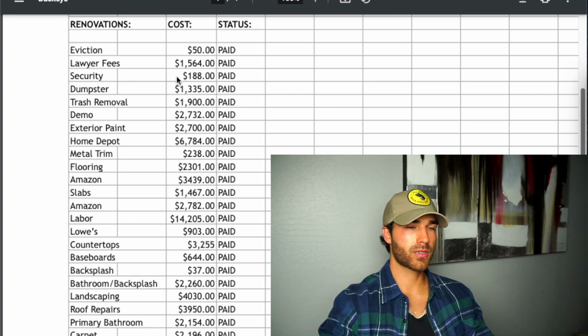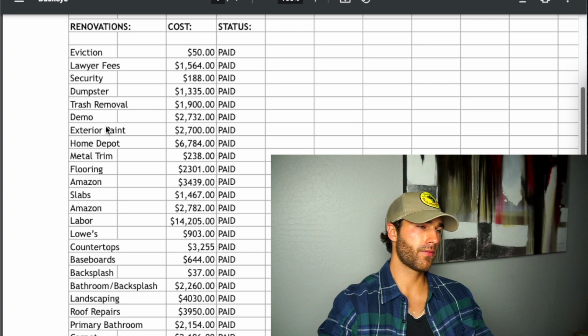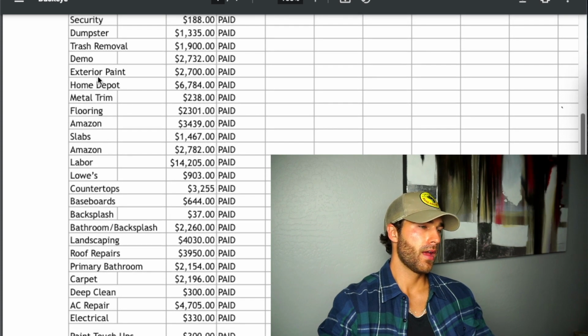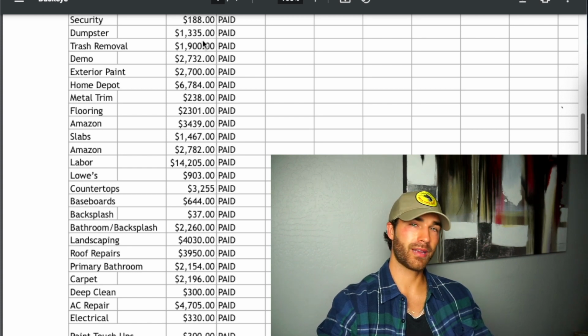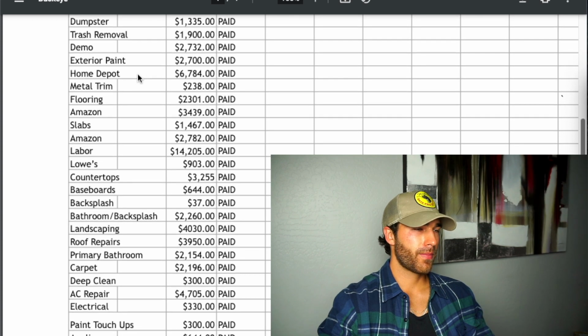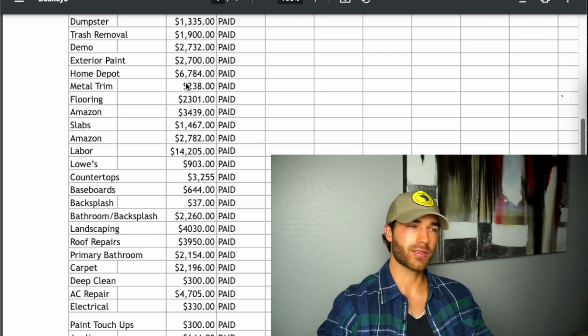Security, I believe this was security cameras. We got 2 security cameras with Wi-Fi, all that. We paid for a dumpster for all the trash removal itself, hiring out to do that. We had to pay some of our guys to take very extra care so they didn't get pricked with a needle or anything like that. We had demo, exterior paint, Home Depot materials. By the way, at Home Depot, we spent almost $100,000 this year.